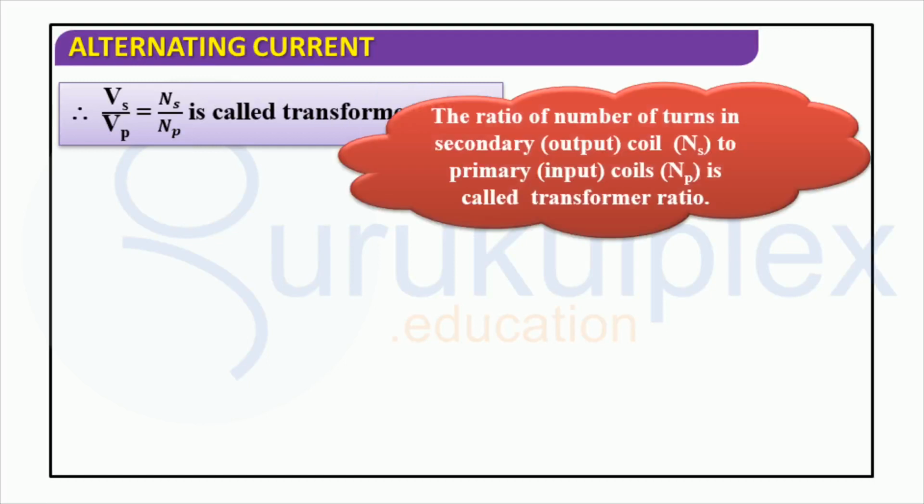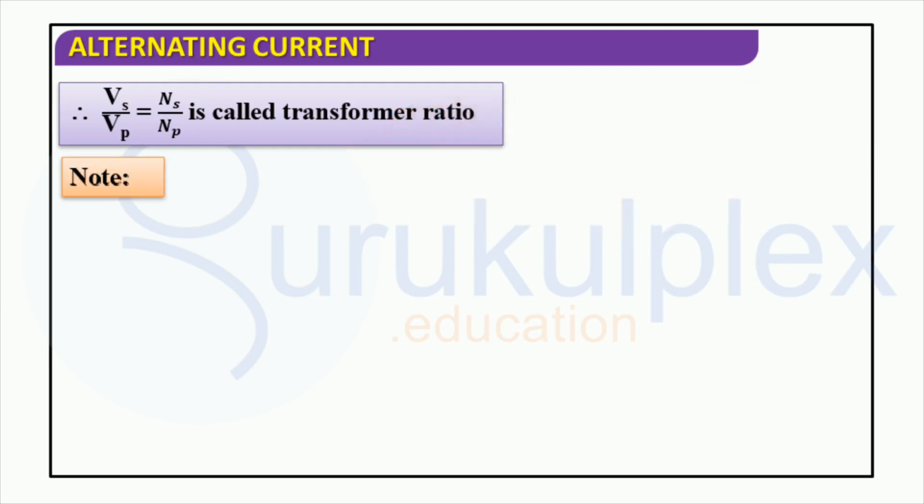When looking at the transformation of electrical power, alternating current, AC, is far more efficient than direct current, DC. The transformer ratio, the ratio of the number of turns in the secondary coil to the primary coil, is critical to the successful conversion.